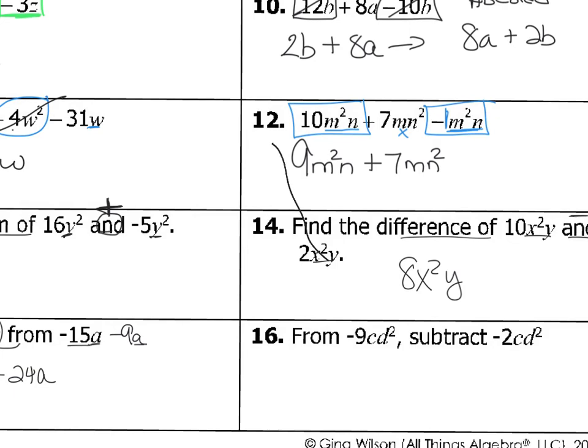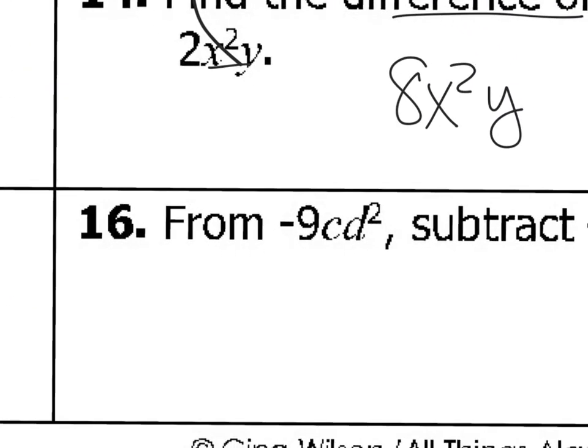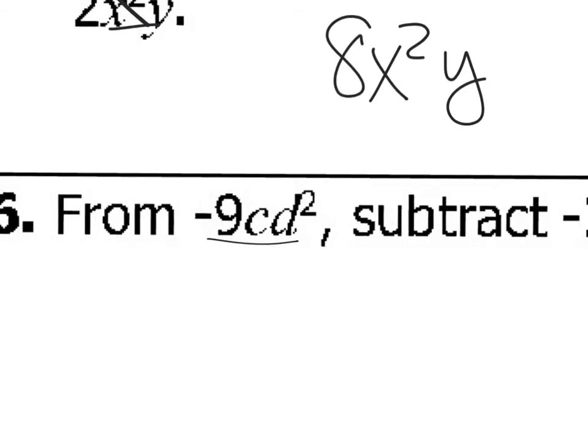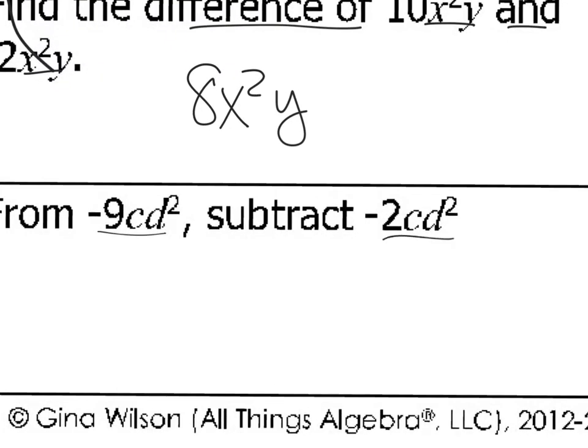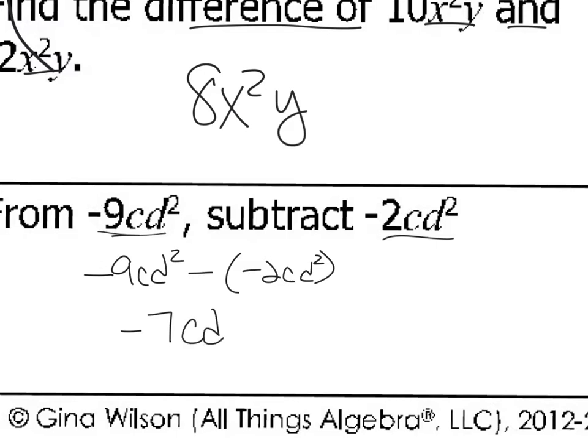And then we've got this one, which says from this, subtract this. Okay, same variable, same exponent, so they're like terms. So from this, subtract this. Okay, so -9 minus -2 is -7 CD squared. Remember, minus a negative is like a big plus sign.